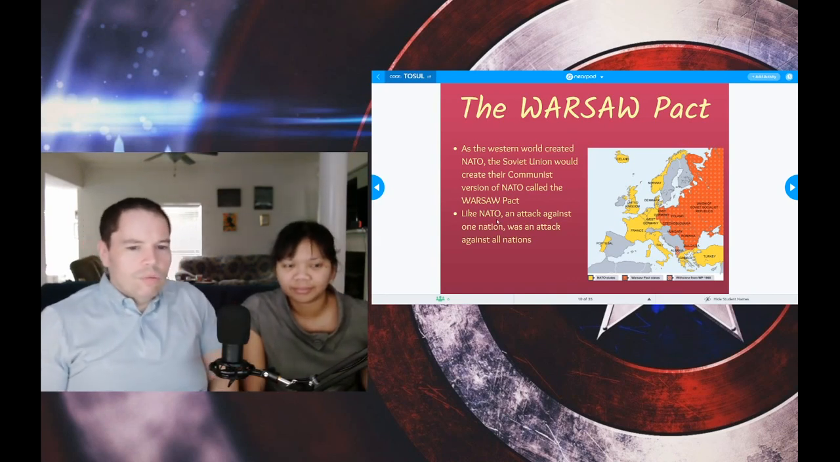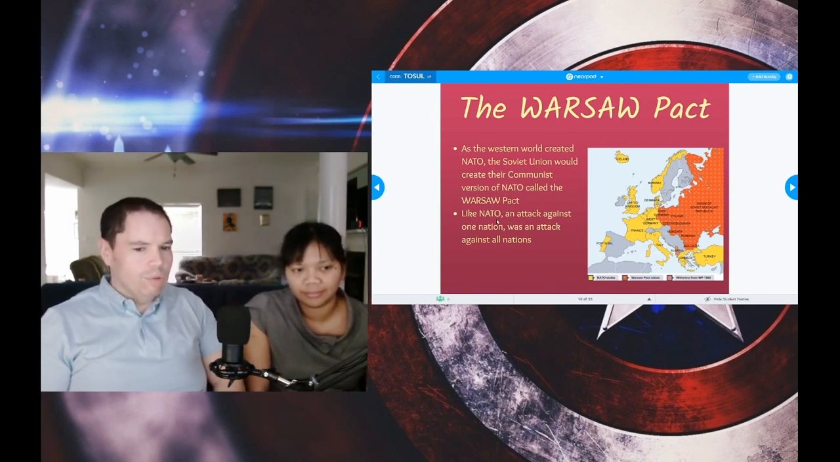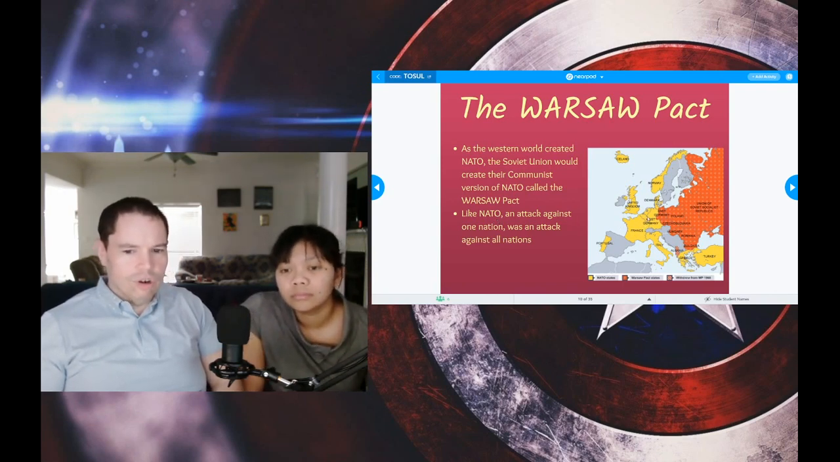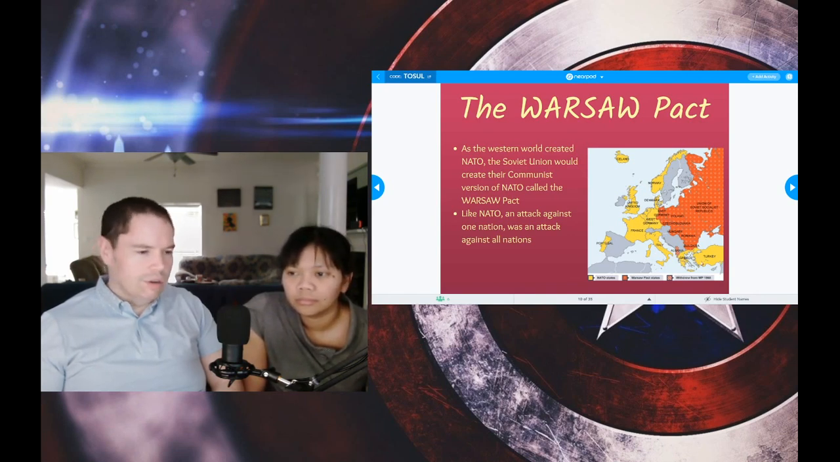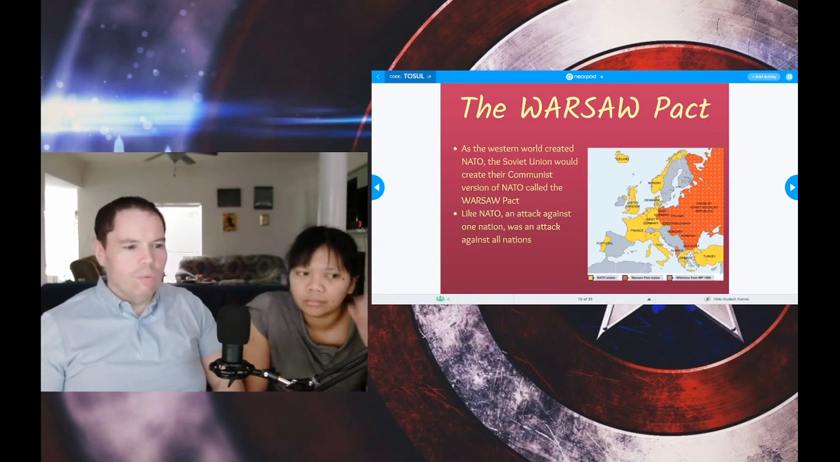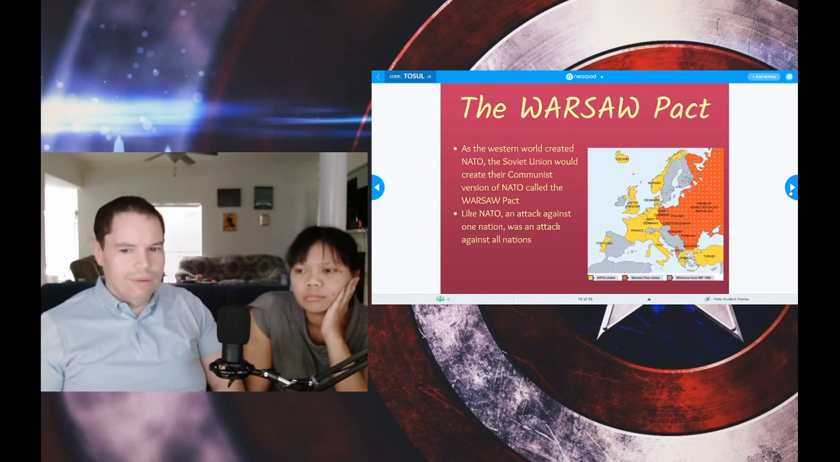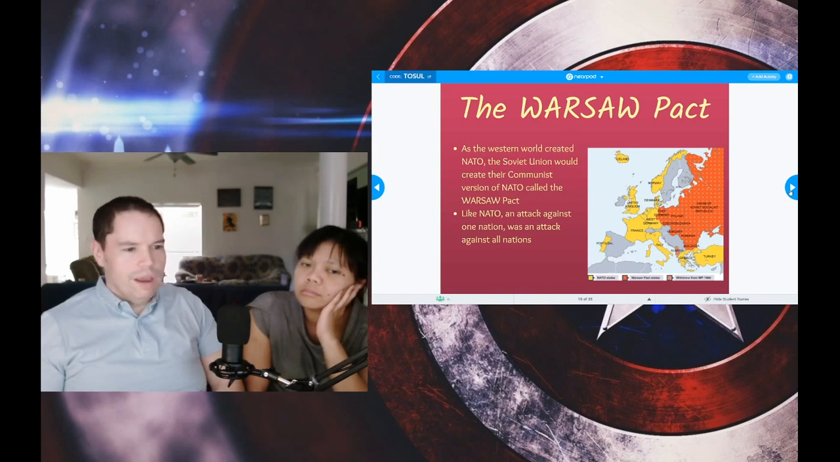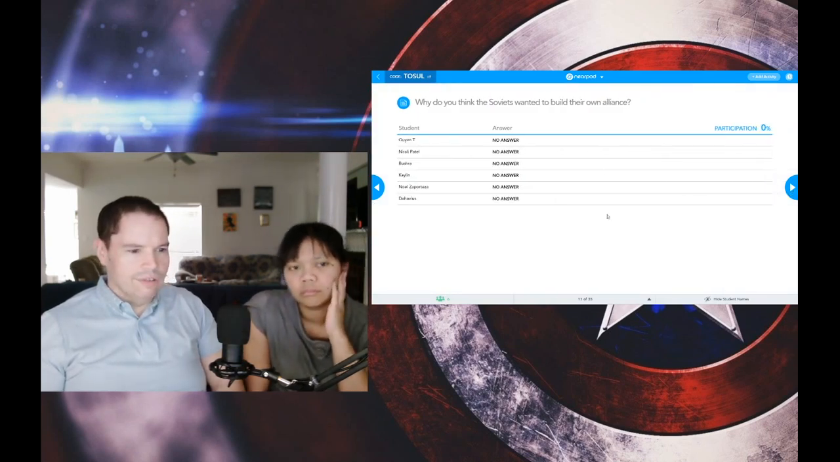Now, as the Western world created NATO, the Soviet Union would create the communist version of NATO called the Warsaw Pact. All the Allied nations, you can see them right here, the list of them: France, West Germany, Norway, Iceland, United Kingdom, Portugal, Turkey, even us. We all create NATO. Well, they come together and create the Warsaw Pact, and that is kind of like the opposite of NATO. The communist version of NATO. And of course, for both of them, an attack against one is an attack against all.